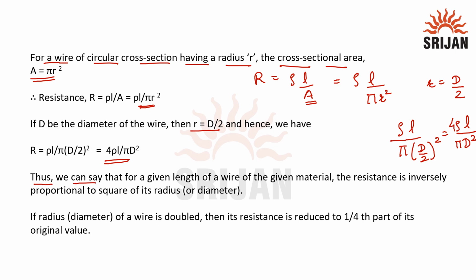Thus, we can say that for a given length of wire of given material, the resistance is inversely proportional to the square of its radius or diameter. If radius or diameter of wire is doubled, then its resistance is reduced to 1/4 part of its original value.